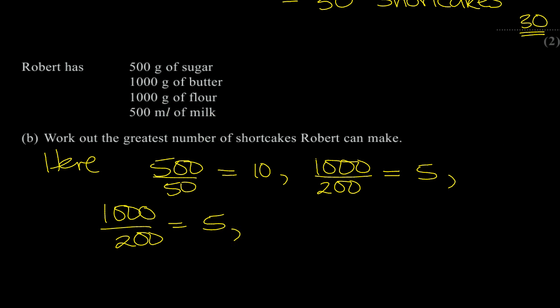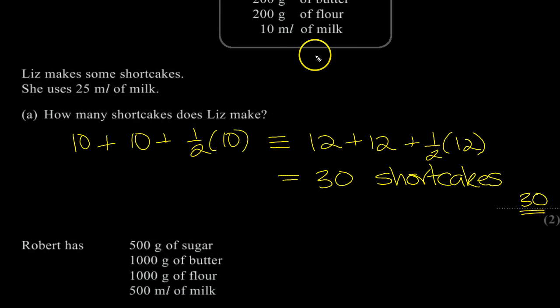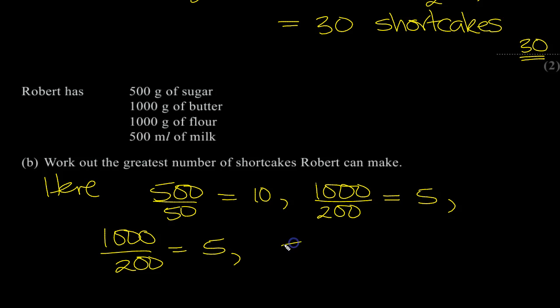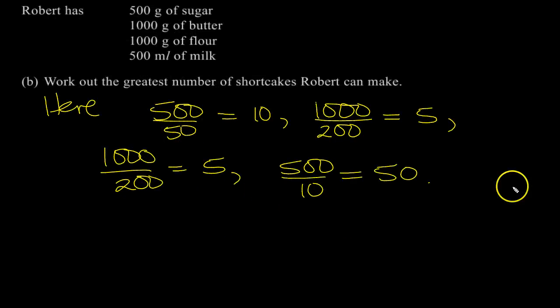And the last one would be 10 milliliters for each. 500 over 10 would give 50 lots of the recipe. So the smallest number here is 5. So that's all that can be made.